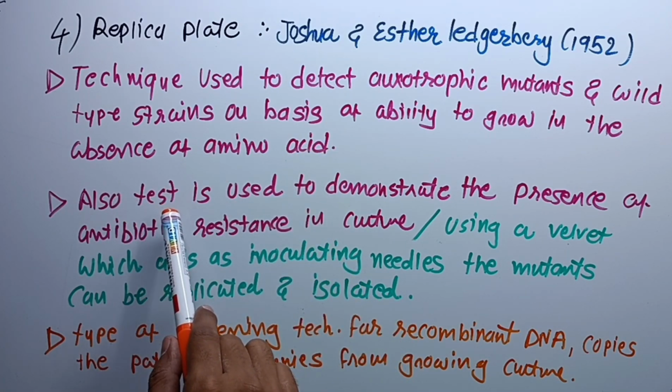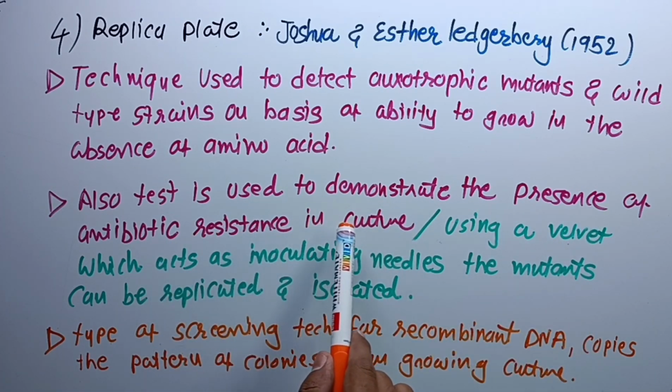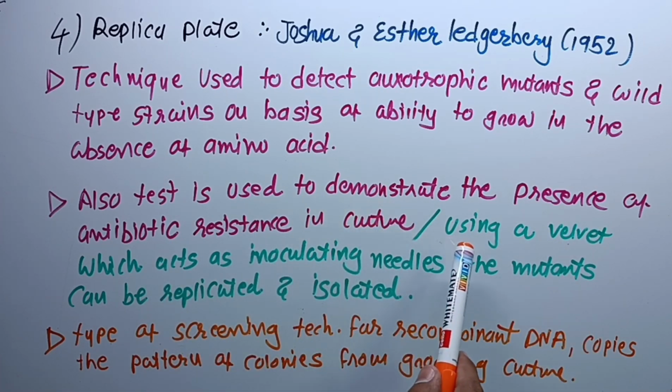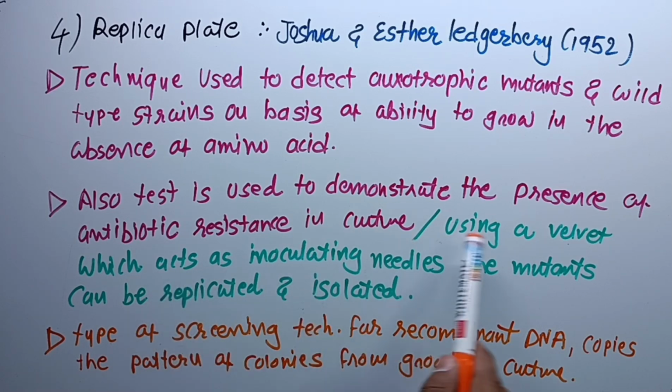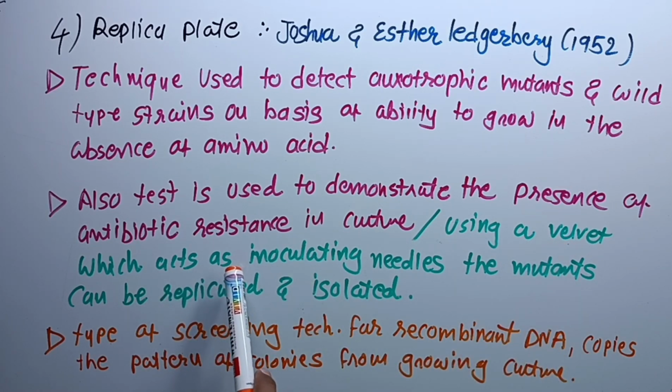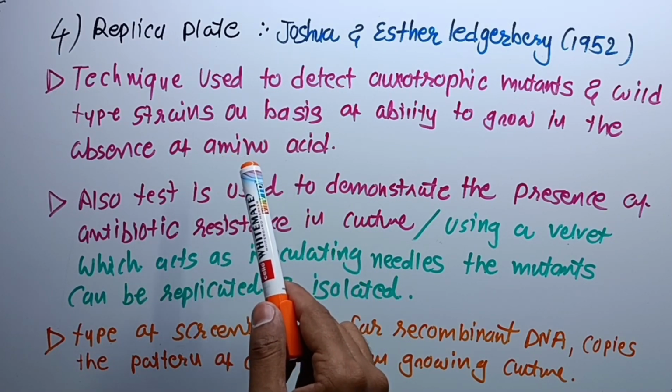Also, this technique is used to demonstrate the presence of antibiotic resistance in a culture. It also uses a velvet cloth as an inoculating needle. One wooden block is covered with velvet, and that block acts as the inoculating needles for the mutants, which can be replicated and isolated. We have also discussed that this is a screening technique for recombinant DNA, copying the pattern of colonies from a growing culture. So this is a brief intro about the replica plate. We'll go into further detail about the replica plate technique next.